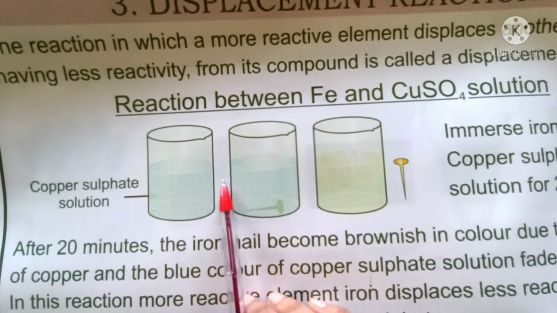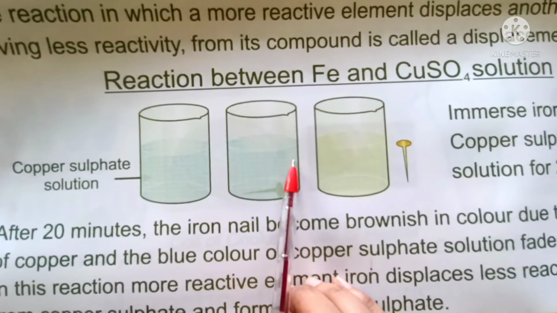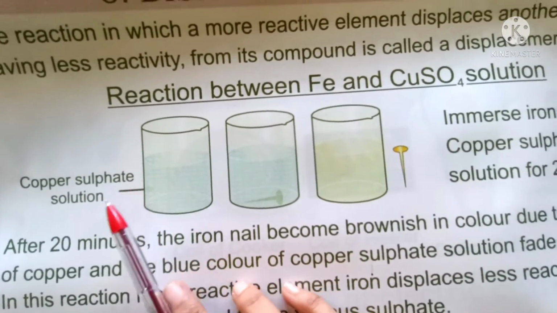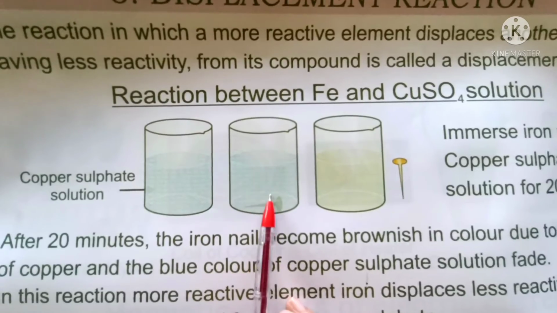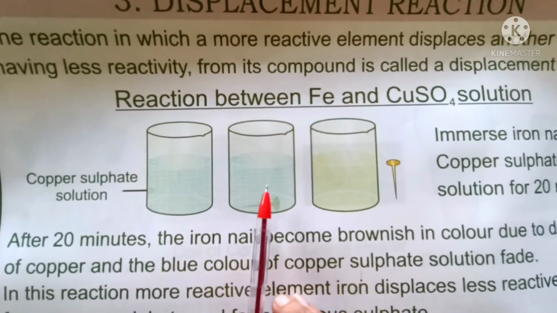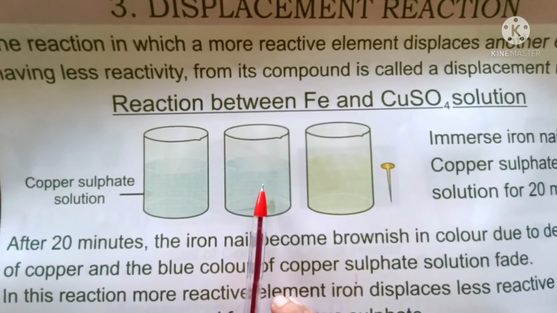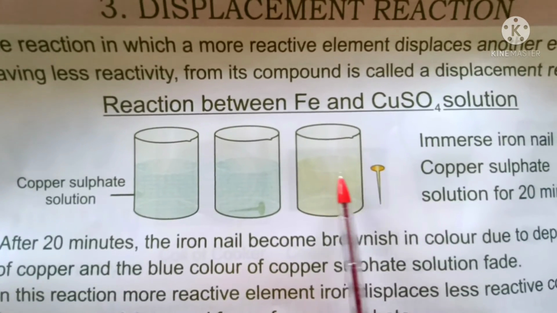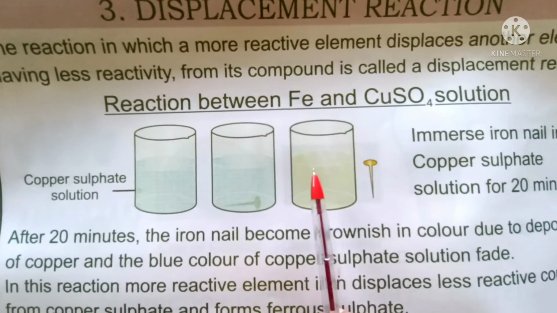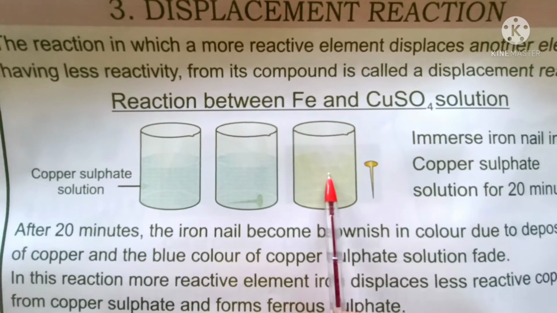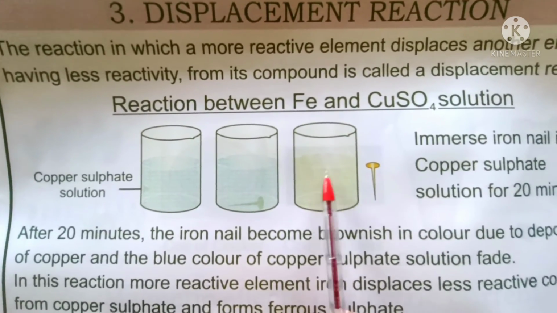Now students, let's see with the help of this diagram how the reaction takes place between copper sulfate and iron. First, in a beaker, we will take copper sulfate solution which is bluish in color. Now we are going to drop an iron nail in it and keep the iron nail in the copper sulfate solution for almost 20 minutes. After 20-25 minutes, what will happen? The iron nail becomes brownish in color due to the deposition of copper, and the blue color of the copper sulfate solution fades. This indicates that the reaction takes place between the iron and copper sulfate.